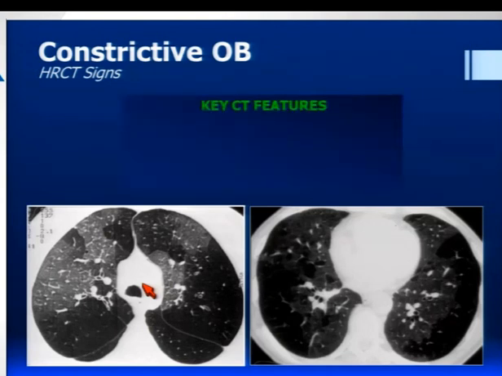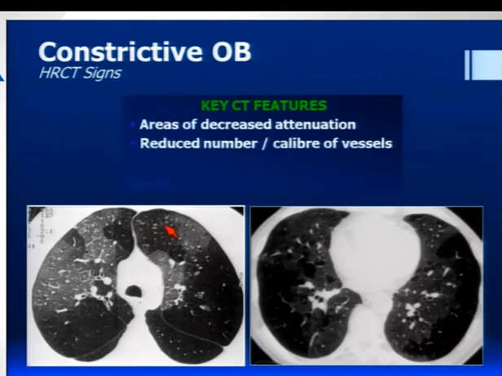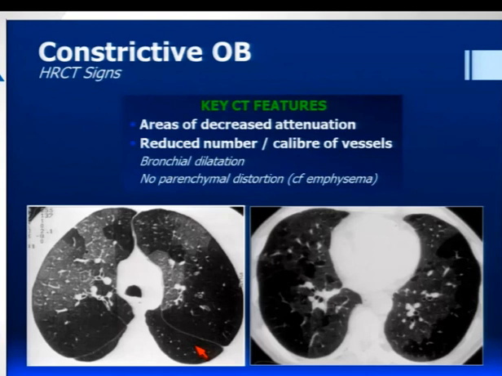What are the actual key features? Well, areas of decreased attenuation, by definition. If you look inside the areas of decreased attenuation, there's a reduction in the number and or caliber of pulmonary vessels. There may well be bronchial dilatation. And remember that there is no parenchymal distortion. Why is that important? Because that differentiates it, not in these examples, because it's very obvious, but in some subtle examples, that differentiates from emphysema. In emphysema, you get areas of decreased attenuation, but there is associated parenchymal distortion. That's not the case in patients who have obliterative bronchiolitis.